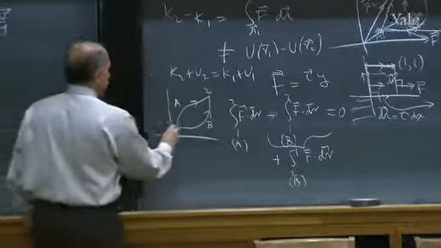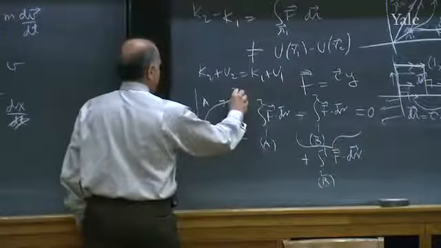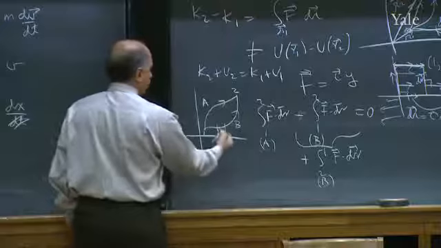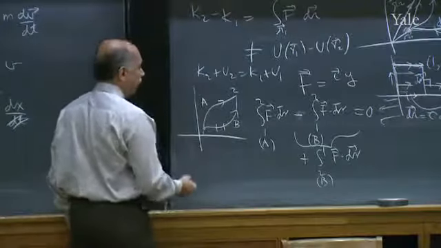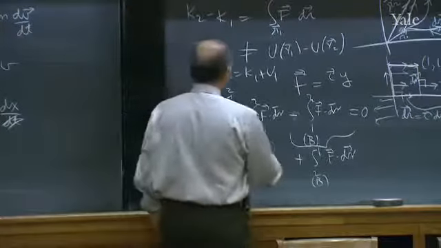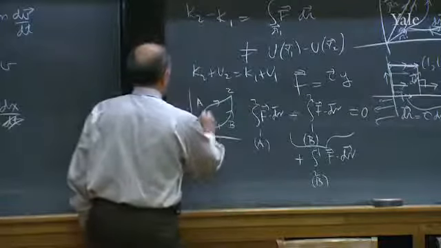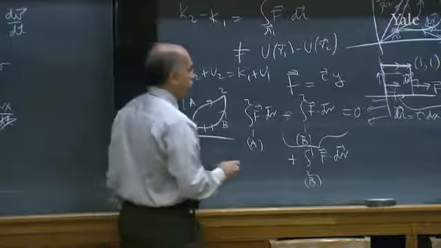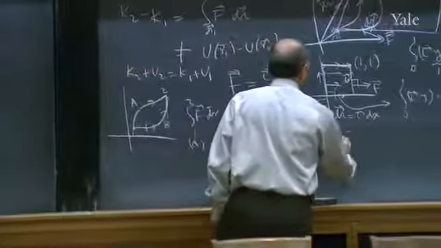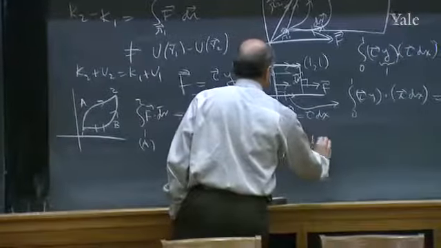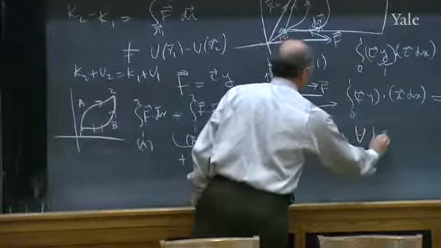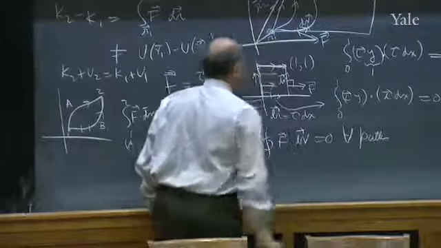In other words, the line integral going this way is minus the line integral going backwards, because at every step, dr is opposite, but f is the same at that point, so f dot dr changes sign. Therefore, it tells you that the line integral from here to there and back is 0. We write that by saying the line integral of f dot dr in a closed path is 0 for all paths, for all starting points, all ending points, all paths.